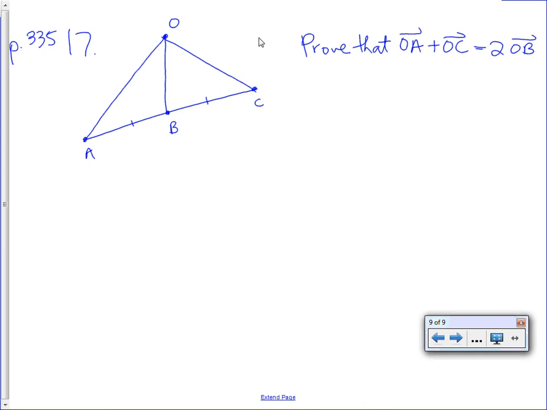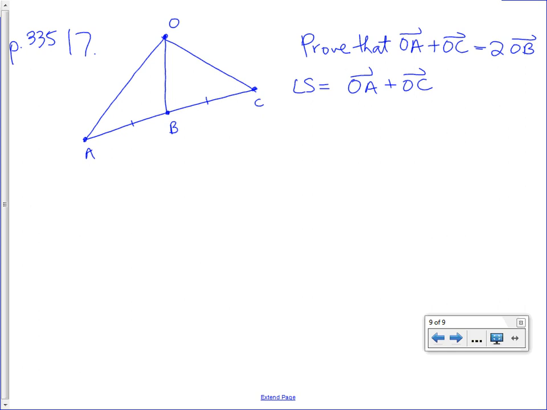Okay, so I'm going to start with the left side. I'm hoping that last year, your grade 11 teacher, or grade 12 advanced functions teacher, when you were proving an identity, you always start by just copying. Start with what the left side is. So the left side is vector OA plus vector OC. Okay. So let's start looking at doing some rewrites.